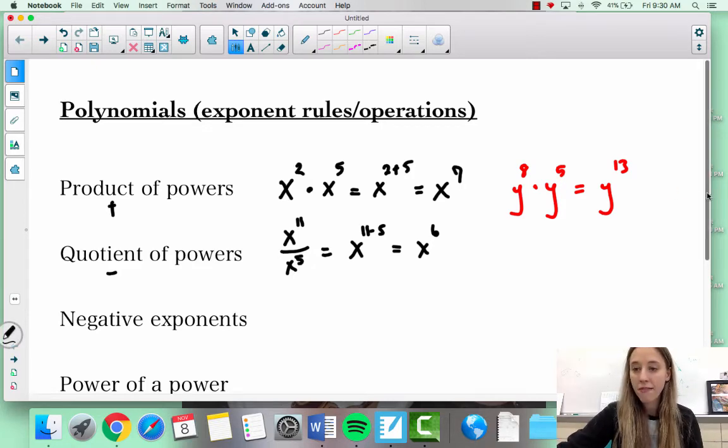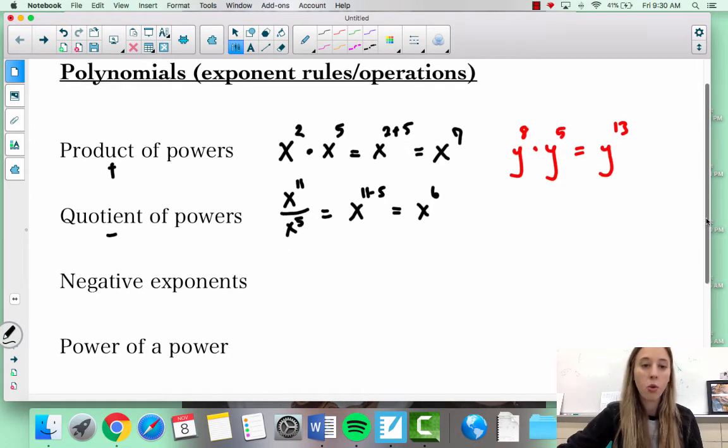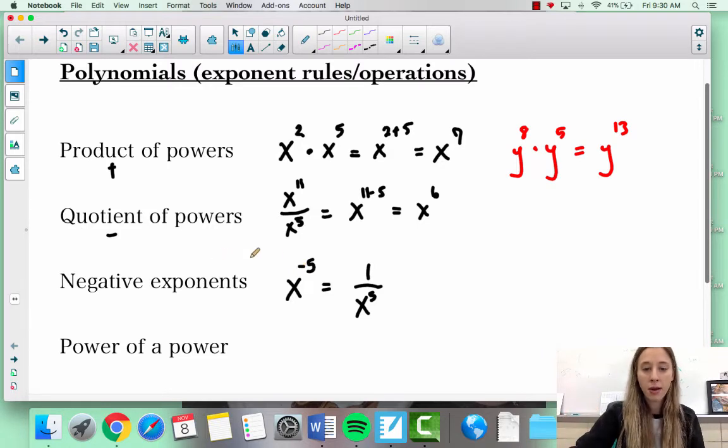Next rule is when we have negative exponents, and this is a really important property. Negative exponents would look something like this. If I have x to the negative 5th, we never want to leave exponents negative. So instead what we do is we flip it and make it positive. So I'm going to flip this whole thing. So I'm going to have 1 over x to the positive 5th. So notice that I took all of this and I made it into a fraction, and then I made my exponent positive. Okay, so let's try another one.